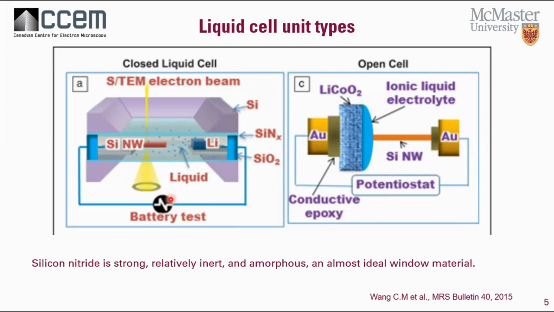The open cells are used for liquids with low vapor pressures to help with the decrease in resolution caused by the windows in the closed cells. In this case, droplets of liquids, like ionic liquids, are placed directly onto a supporting sample that includes a large area electrode. This sample is loaded into the microscope on a custom sample holder. The liquid is stable under vacuum, and electrons can pass through the liquid in regions where it is thin. These types of cells are used only for reaction mechanisms in battery materials.